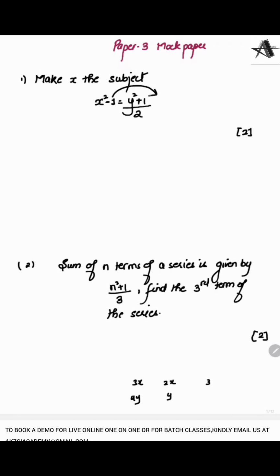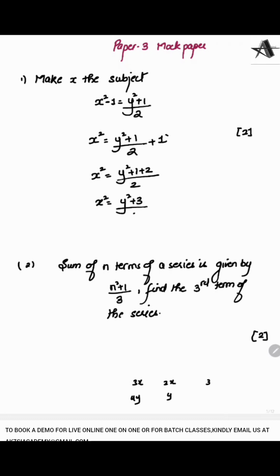So let me bring it here. It's going to be x squared is equals to y squared plus 1 over 2 plus 1. Taking LCM, it will be x squared is equals to, here into 2, into 2. So it would be y squared plus 1 plus 2 over 2. X squared is equals to y squared plus 3 over 2. And x is equals to, finally, because you want to calculate x, you are making x the subject, not x squared the subject. So finally taking root, y squared plus 3 over 2 will be your final answer.